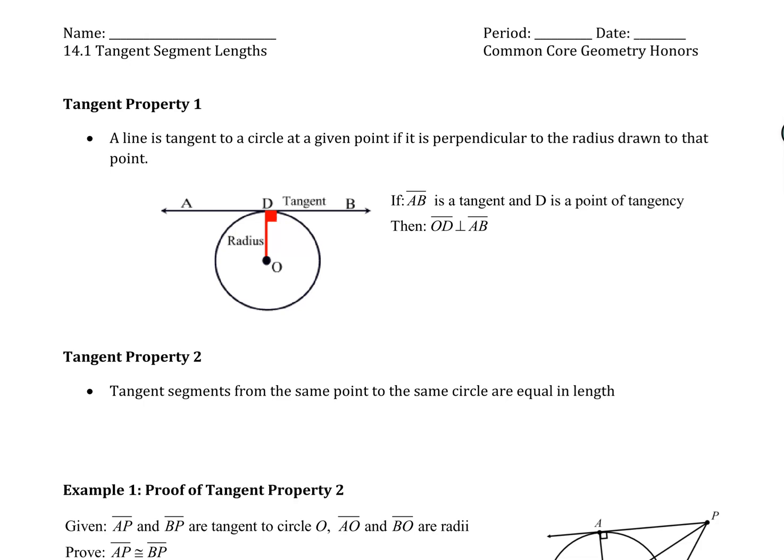All right, so 14.1 tangent segment lengths. This unit is dealing with circles, specifically the segments and their relationship to circles. There are two tangent properties that we're going to focus on, and the first one is what happens when a tangent line is given so that it's specifically perpendicular. But before we get into that, just to refresh your memory, what is a tangent line?